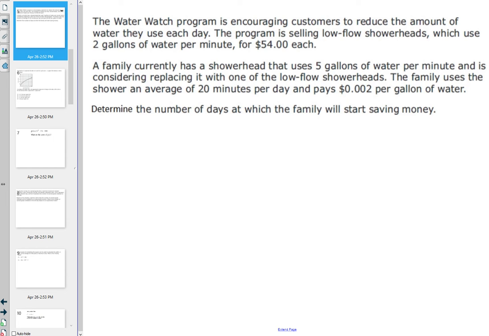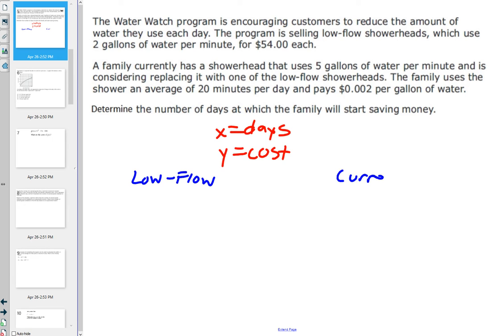Okay. All right. So let's come up with 2 gallons per minute for an average of 20 minutes. Let's define a variable. Let's let x be the number of days. And if you want to start saving money, then let y be the cost. So if we have 2 unknowns, we have to have 2 equations. Let one equation be how much they would be spending for the low flow, and let one equation be with whatever their current shower head is. And then we'll bring these together in the system.